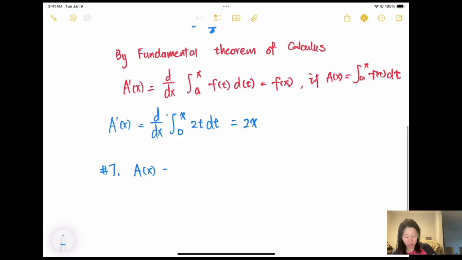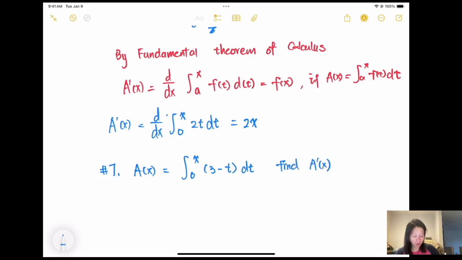We have A of x equals the integral from 0 to x of 3 minus t dt, and I want to find A prime of x. So we're going to apply the fundamental theorem of calculus. A prime of x is equal to the derivative of the integral from 0 to x of 3 minus t dt, which is equal to 3 minus x squared. Oh, I forgot there's a t squared in here.